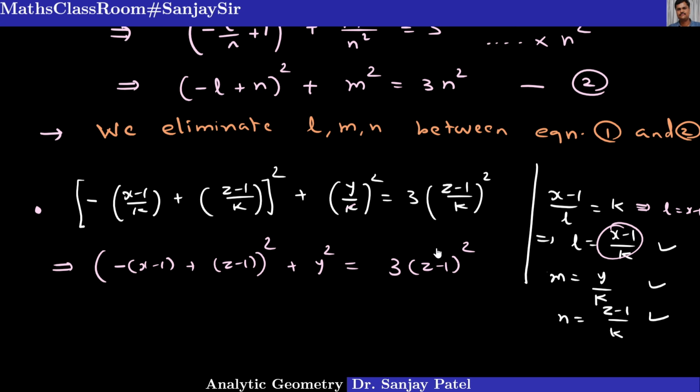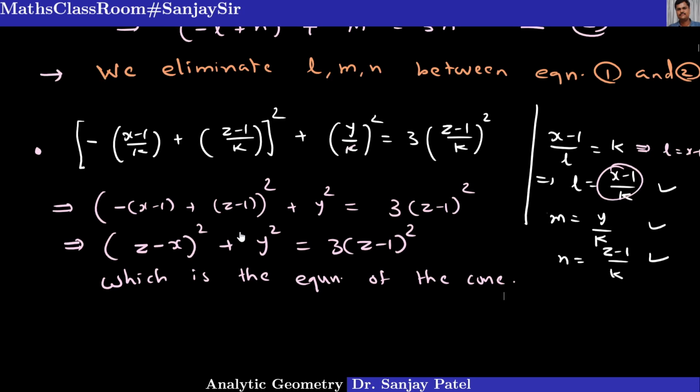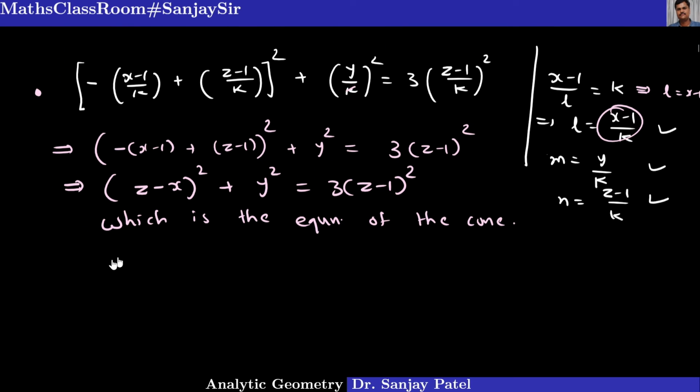So this is the required equation of the cone. Okay, you can simplify this further. This is minus x plus 1 and this is z minus 1. So we'll get z minus x whole square plus y square is equal to 3 into z minus 1 square, which is the equation of the cone. Okay, but in practice you must simplify this as much as possible. So let me simplify. It is very easy.